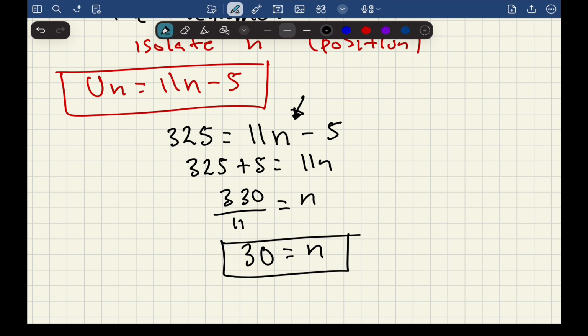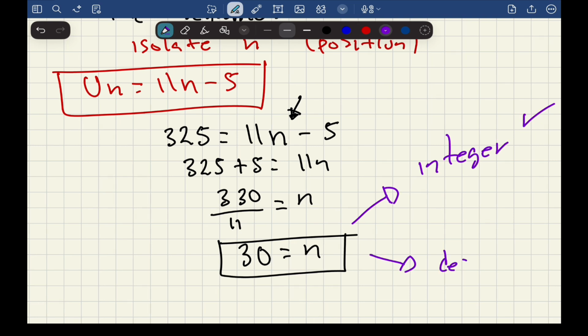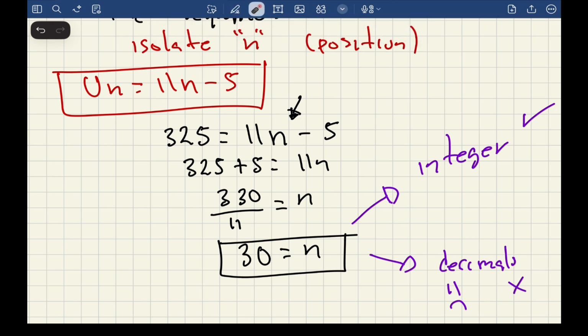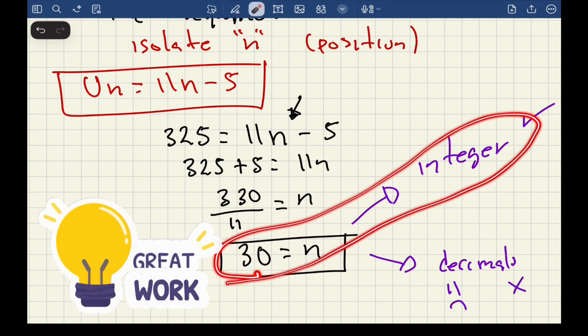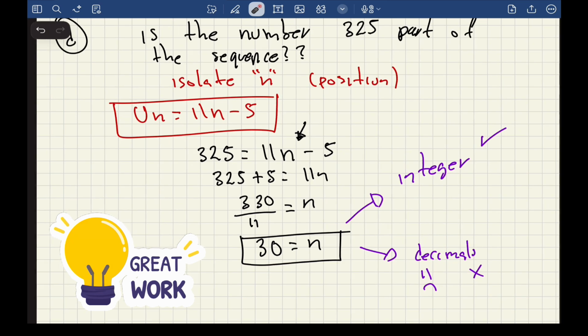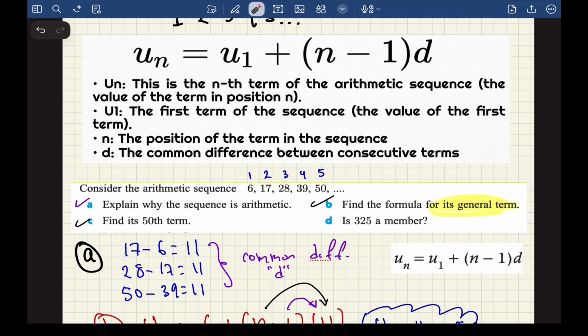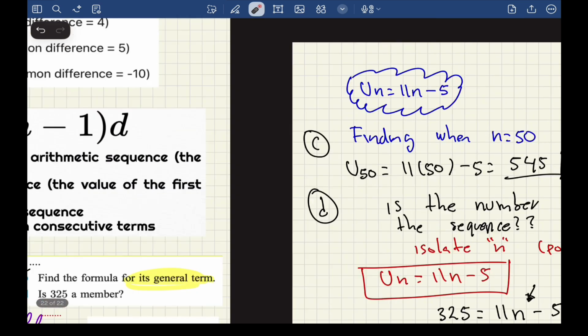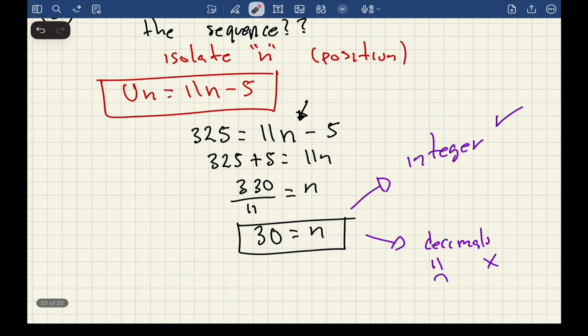And we need to check here. We have two options. If we have an integer, yes, it's part of the list. If we have decimals, this is not part of the sequence. So in this case, yes, the number 325 is part of the sequence and is using the position 30. And that's it. Thank you.